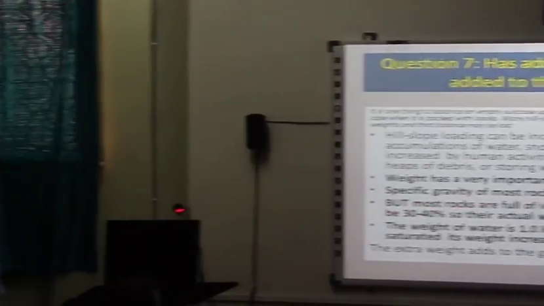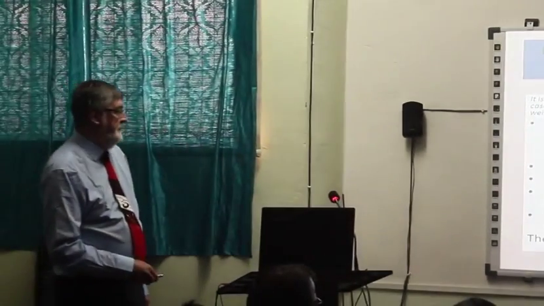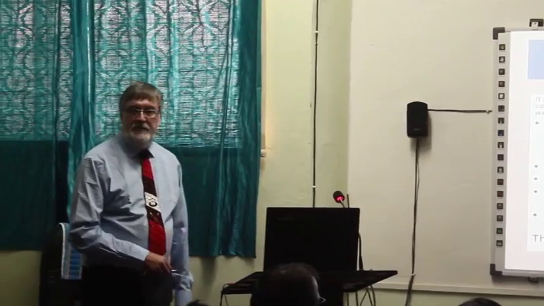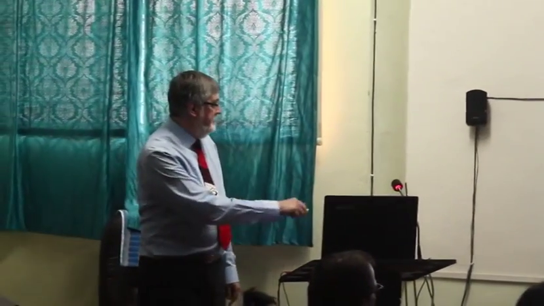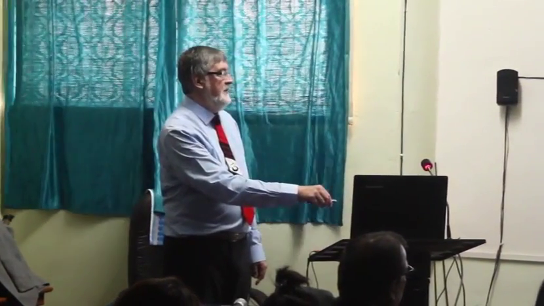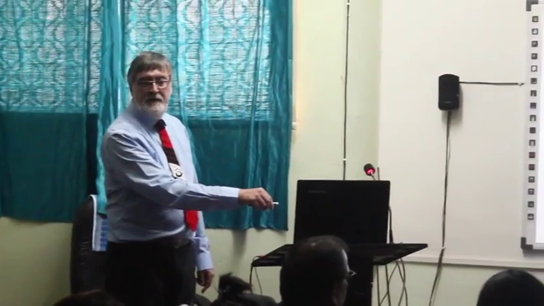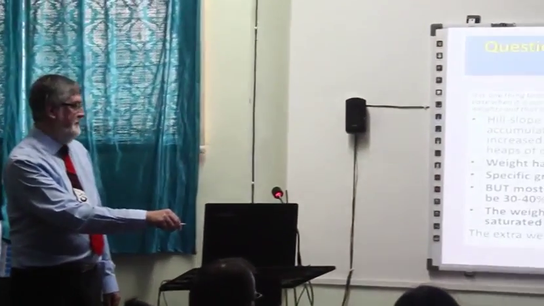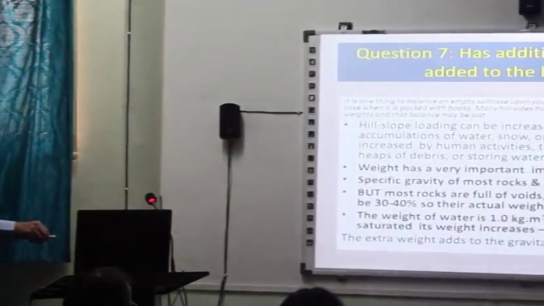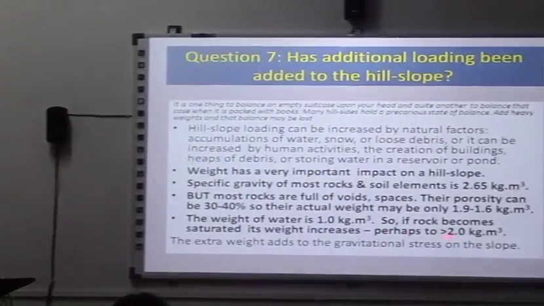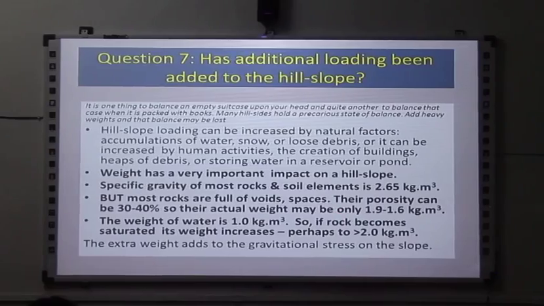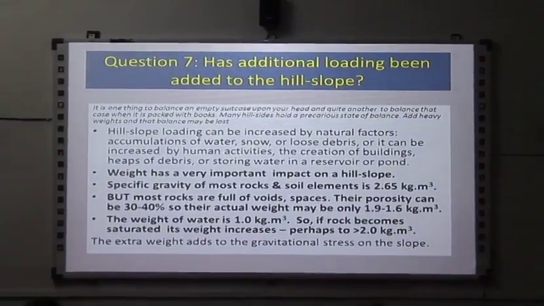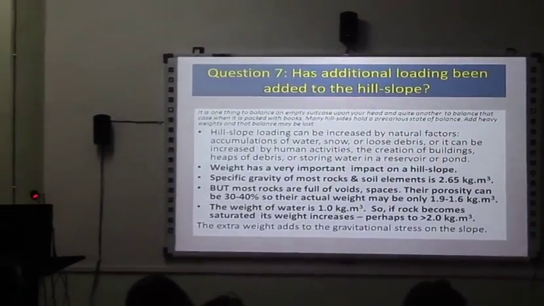But most rocks are full of spaces, voids. The porosity can easily be 30-40%, so the actual weight is about 1.6 to 1.9, unless you fill them with water. Water's density is 1 gram per cubic centimetre, 1000 kg per cubic metre. So if rock becomes saturated, well, it's easy maths to work out how much heavier it's going to become. The extra weight is gravitational stress on the slope, and that may be all you need.